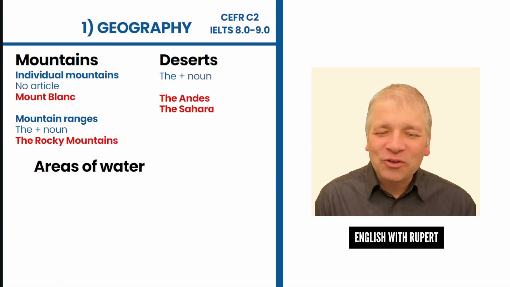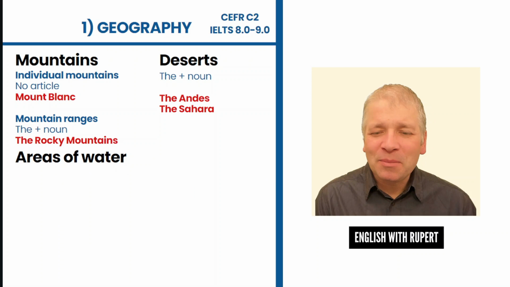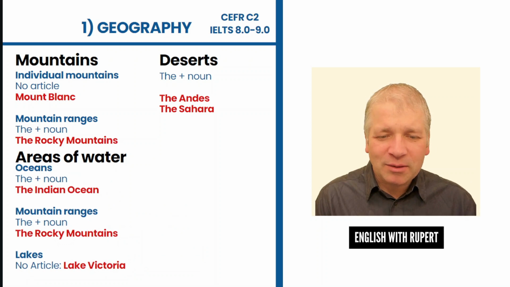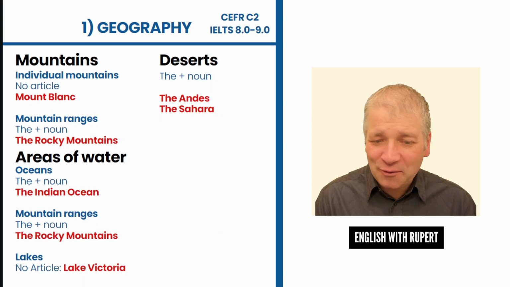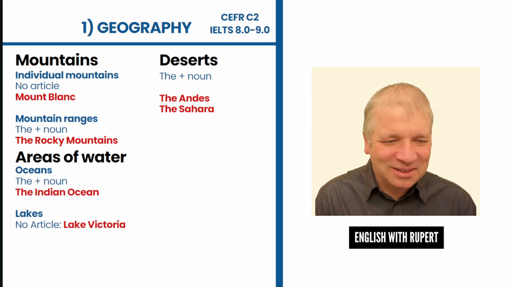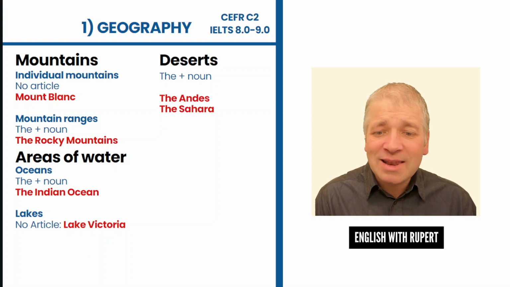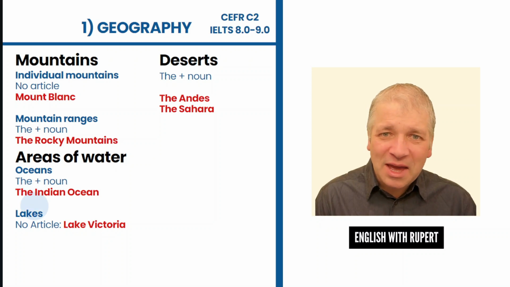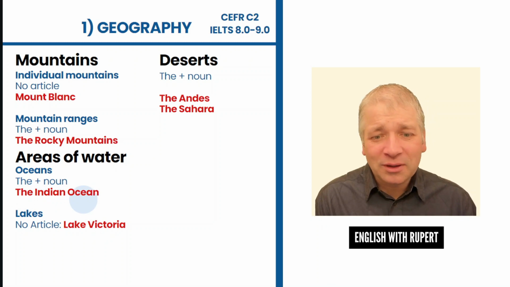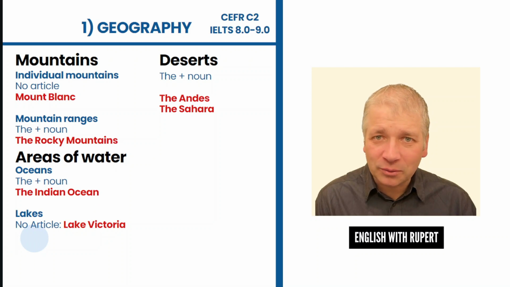Areas of water. Now, there are a whole range of ways in which we can describe areas of water. So commonly we have oceans. We don't have mountain ranges, so let's delete that one. So oceans and lakes here. So oceans always have the before the name. The Indian Ocean, the Atlantic Ocean, the Pacific Ocean, it's always the before the noun. But with lakes, there is no article. For example, Lake Victoria.